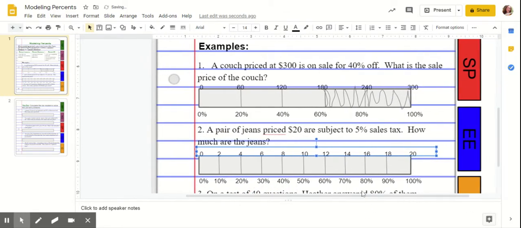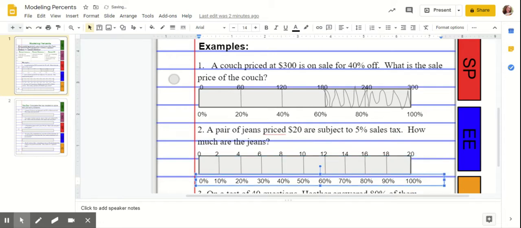100% divided by 10 would be 10% in each section. So you see that here, I counted by tens. $20 divided by 10 would be 2. So you'll notice at the top, I counted by 2s. This tells me the $20 cost of the jeans was 100% of the cost before the tax was added.